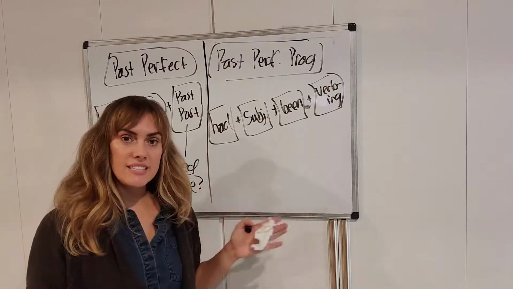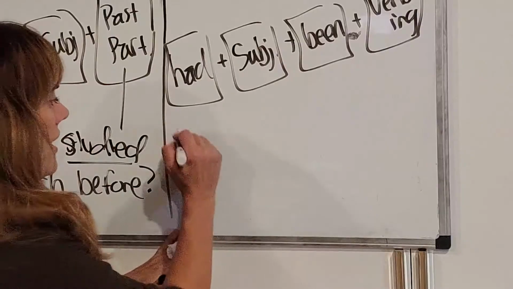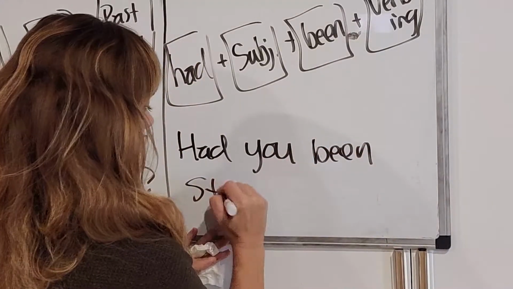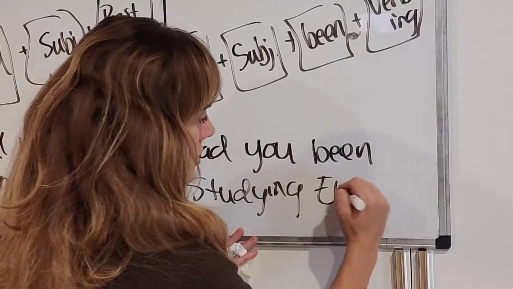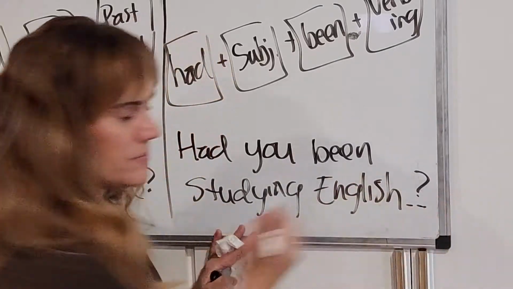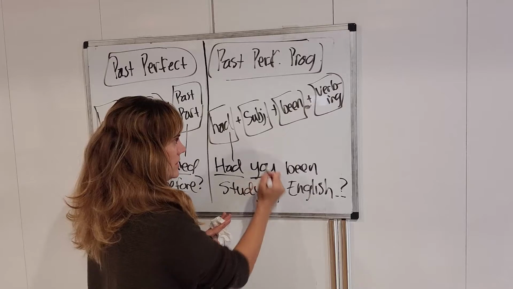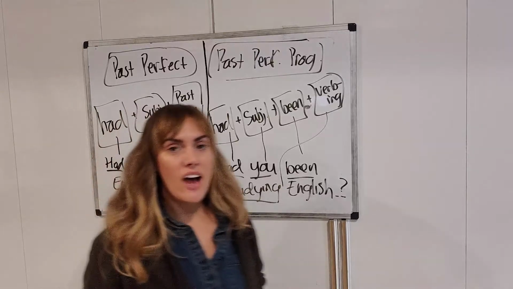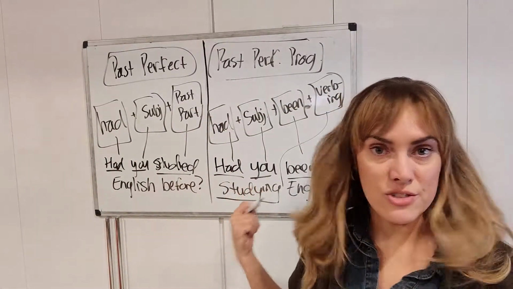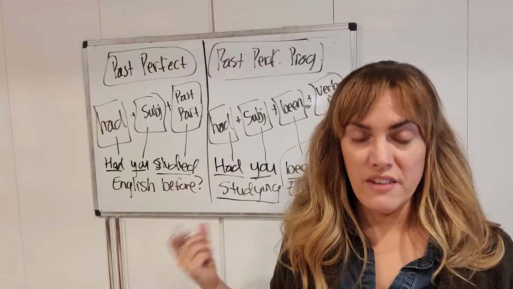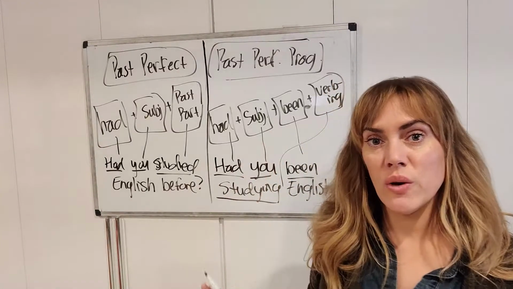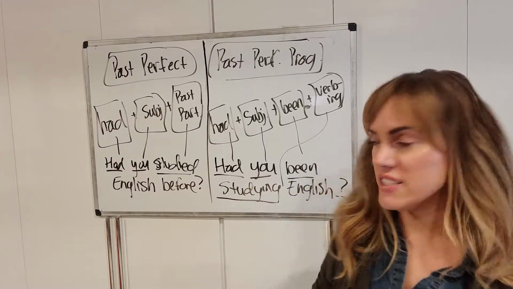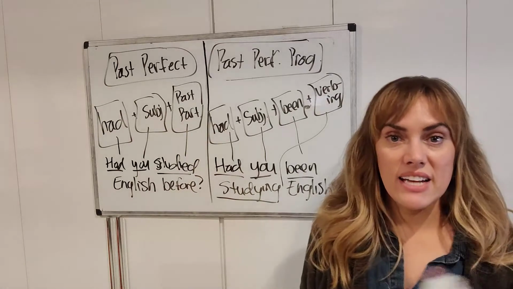Over here, I can ask the same thing with the same verb. Had you been studying English? Okay. Had plus you plus been plus verb ing. Now, I will talk about the difference between these two sentences because there is a little bit of a difference. But right now, I'm just showing you how to create the form for the past perfect and past perfect progressive. And that is how you make yes/no questions.